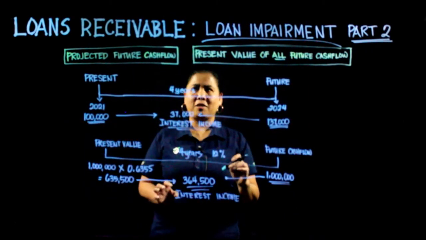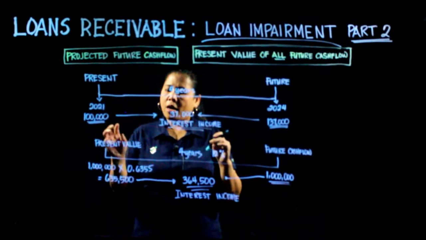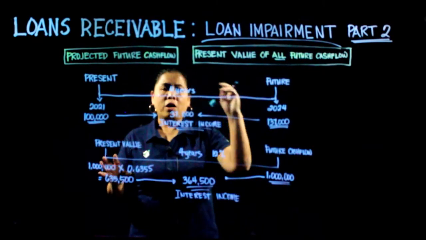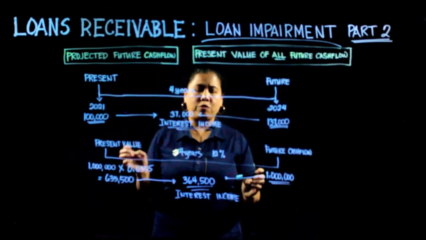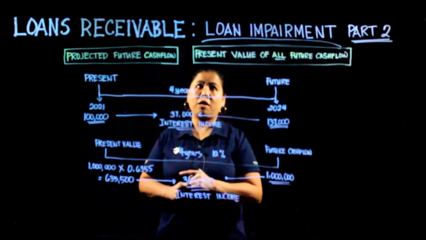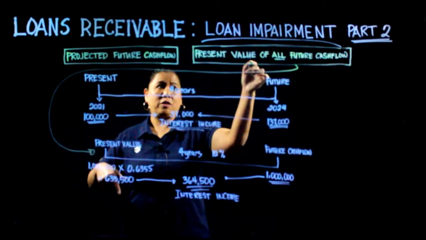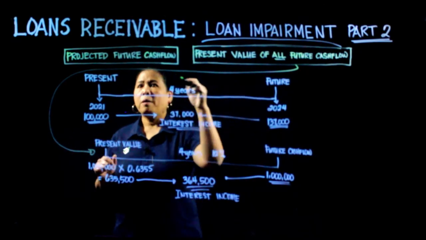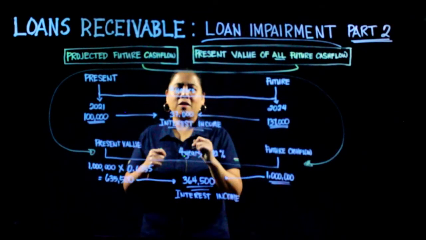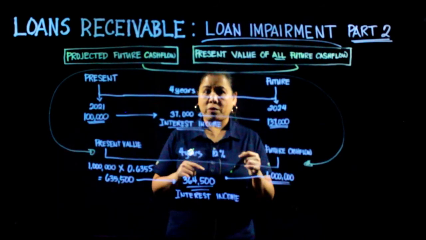Yan po ang concept kung bakit natin minomultiply yan to projected future cash flow sa present value factor ay para malaman natin kung magkano ang present value nung amount na yan na future cash flow para malaman natin kung magkano ang interest income. So, ito po yung present value. Alright? That's the present value of all future cash flow. Itong projected cash flow naman, ito po yung future cash flow. Alright? I hope na makakatulong ito sa pag-analyze mo ng loan impairment problem solving. Alright? I wish you good luck.